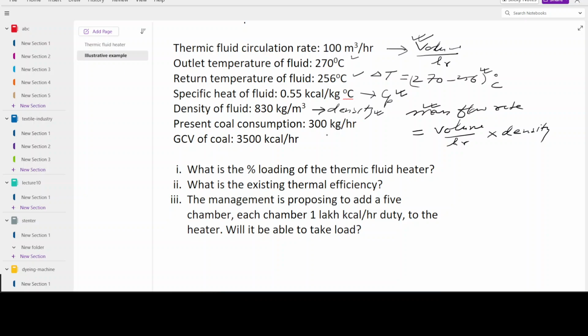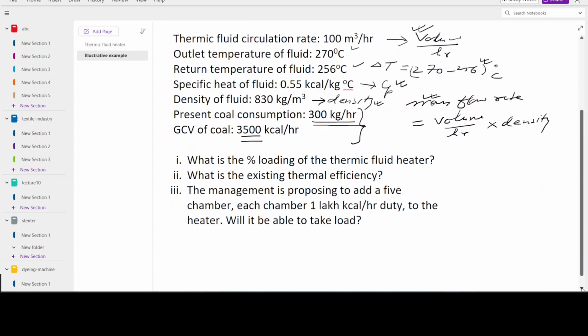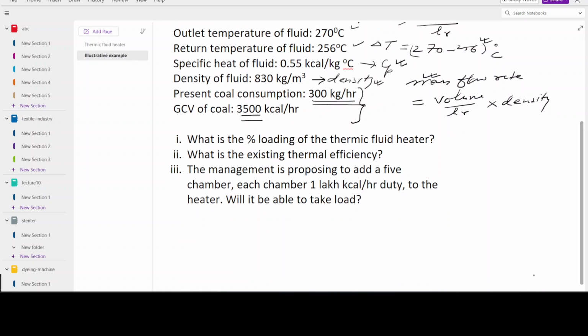Then we have been given coal consumption of 300 kg per hour, that is, the fuel firing rate, and the gross calorific value of coal is also given. So we will find the heat input also. Now we are in a position to find both heat output and heat input. The first question asks: what is the percentage loading of the thermic fluid heater? We can find it very easily.